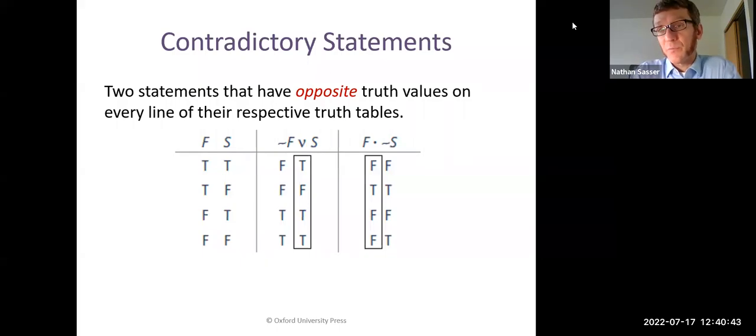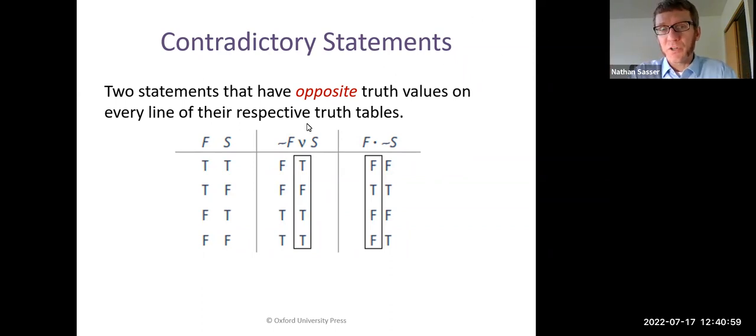Right, this is 7F part 2. In this video, we're going to talk about contradictory statements. So two statements that have opposite truth values on every single line of their respective truth tables are contradictory.